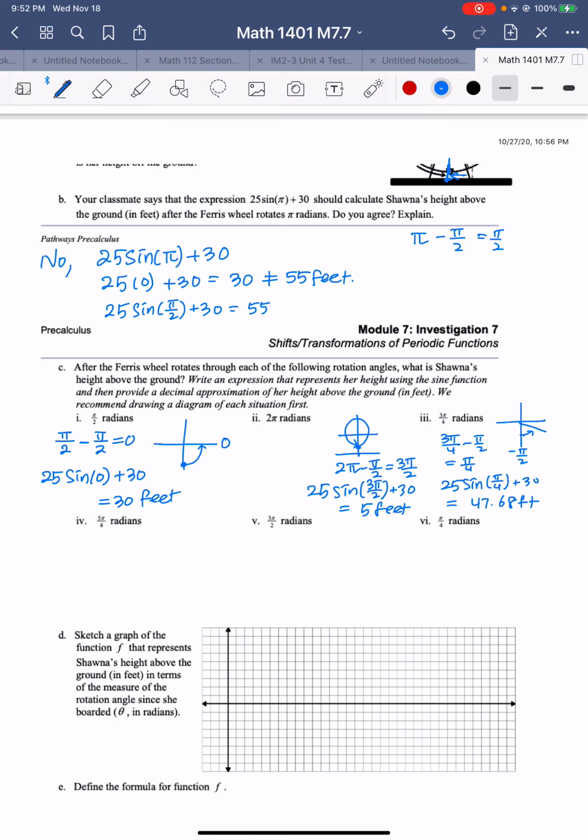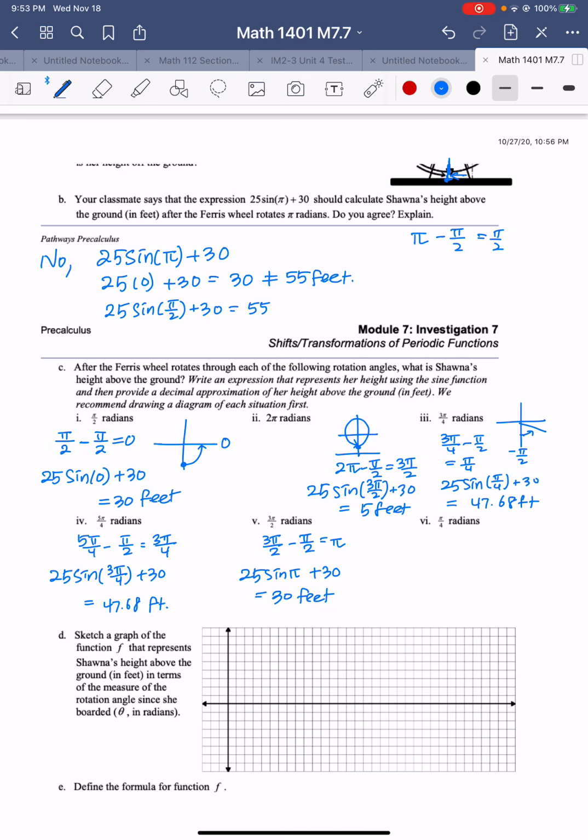And then 5 pi over 4. So what do you do? 5 pi over 4, subtract pi over 2, she got 3 pi over 4 location. So 25 sine 3 pi over 4 plus 30 makes 47.68 feet. Now 3 pi over 2 rotation, subtract pi over 2, which is going to be pi, so 25 sine pi plus 30. Sine pi is 0, so it's going to be 30 feet.